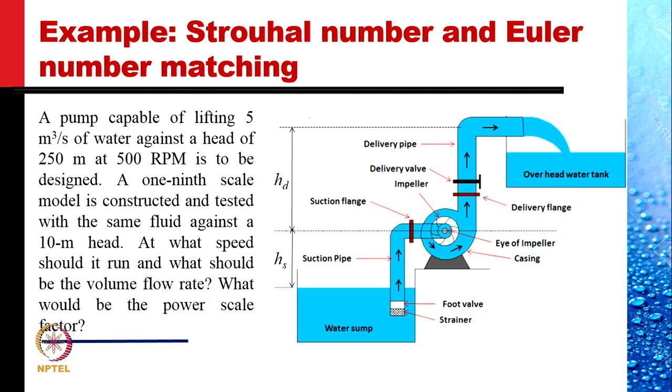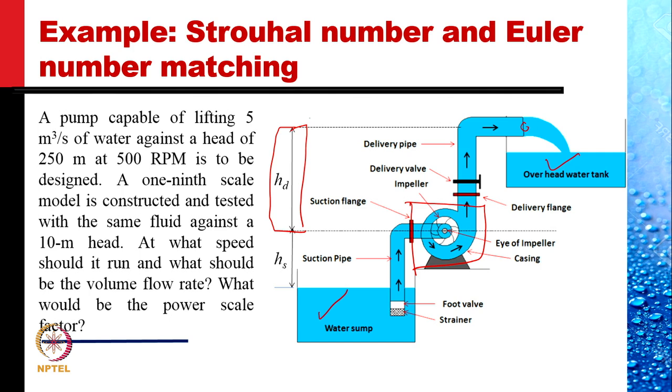Another example, a water pump. This water pump is picking up water from this sump and pumping it to an overhead tank. The delivery point is a distance HD. So this is the head that is being produced by the pump.